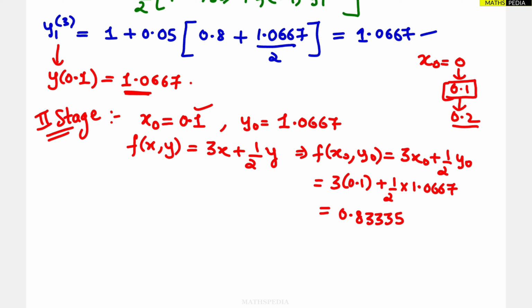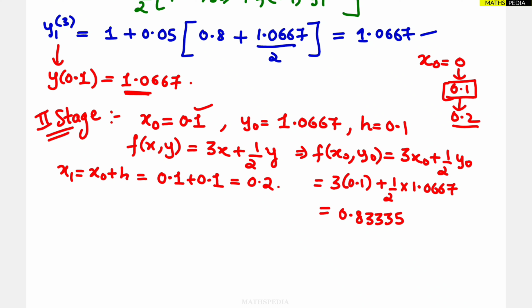Okay. Now here what you are going to take as x1 value. x1 value will change as the previous x0 value plus the step size. So h will remain as it is. Okay, you can write over here h value. It is 0.1. It is fixed. Now what is x0 here? 0.1 plus 0.1, which is equal to 0.2.